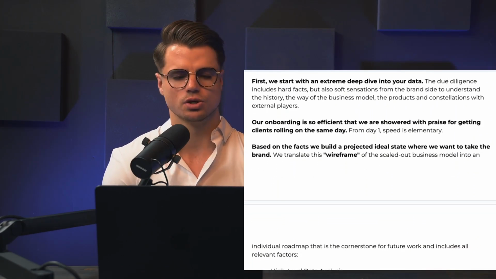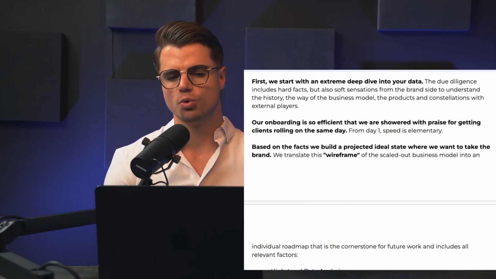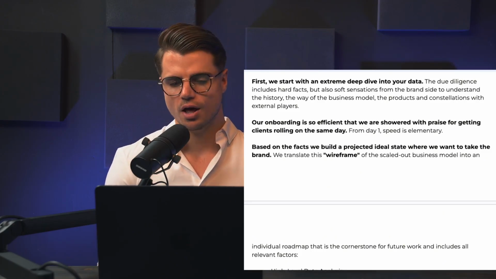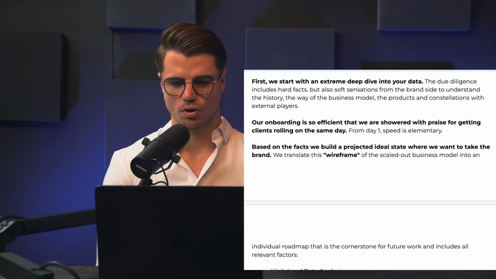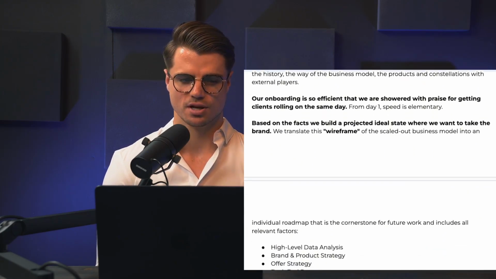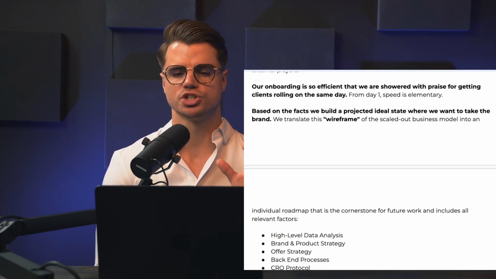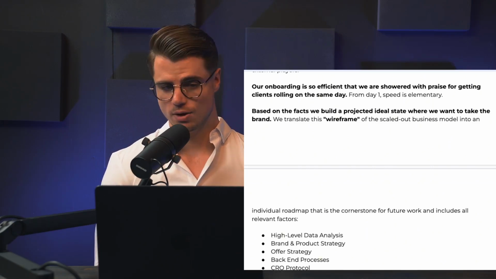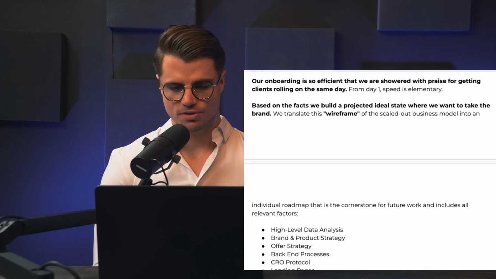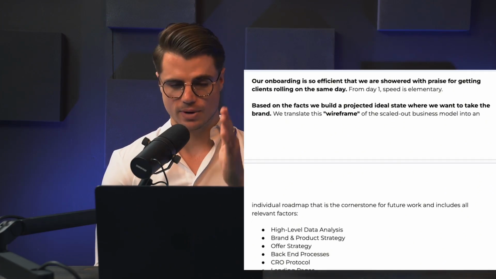The due diligence includes hard facts, but also soft sensations from the brand side to understand the history, the way of the business model, the products, and the constellations with external players. Our onboarding is so efficient that we are showered with praise from day one in getting clients rolling. So we believe in speed, as I've said, but direction first.